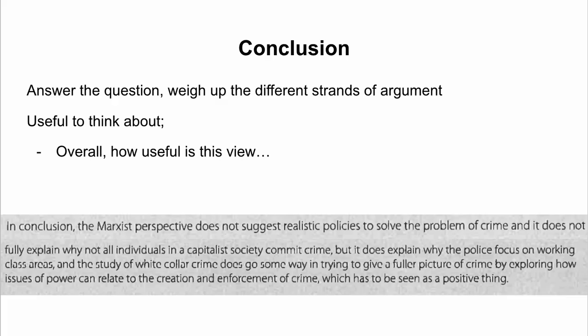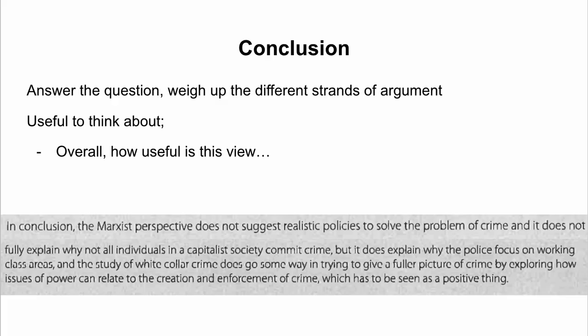So here's an exemplar. It says, in conclusion, the Marxist perspective does not suggest realistic policies to solve the problems of crime, and it does not fully explain why not all individuals in a capitalist society commit crime. But it does explain why the police focus on working class areas, and the study of white collar crime does go some way in trying to give a fuller picture of crime by exploring how issues of power can relate to the creation and enforcement of crime, which has to be seen as a positive thing. So, can you see how it's basically doing strengths and weaknesses there, isn't it? Just pulling it all together and fully summarizing what's been said in the essay.